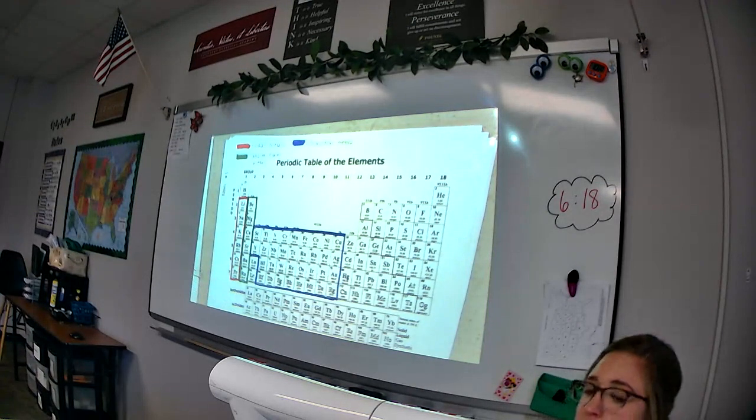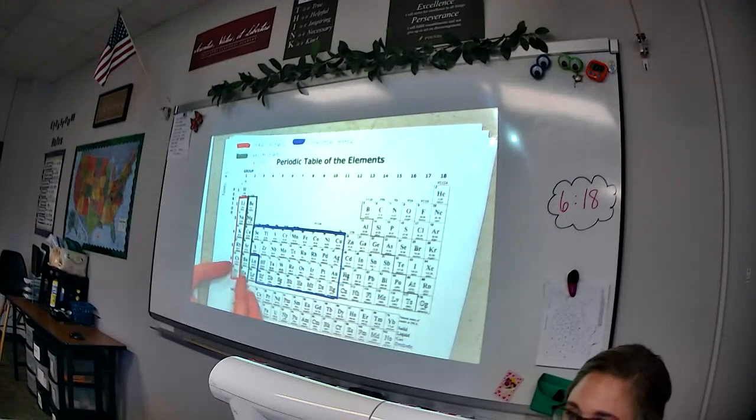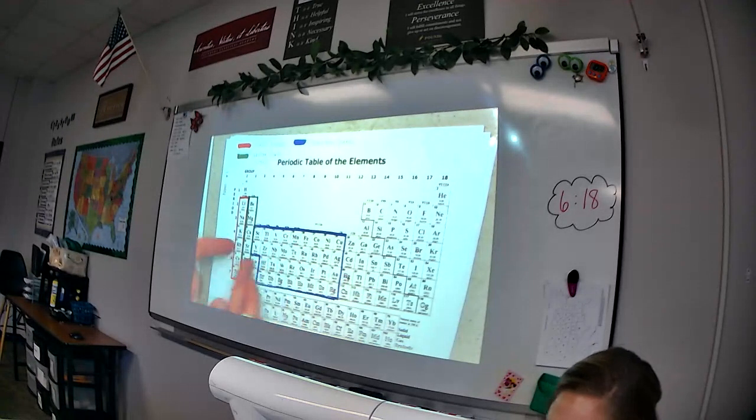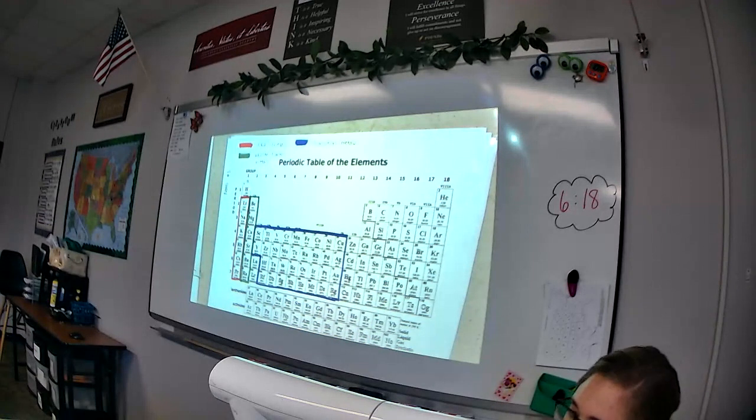Okay? Now, these are called transition metals because these are the metals that are kind of transitioning from being really good metals to really not good metals over here. Transitioning or changing as you go to the right. Yes? Thank you for making one of the biggest groups on the chart. Well, not groups, categories on the chart.